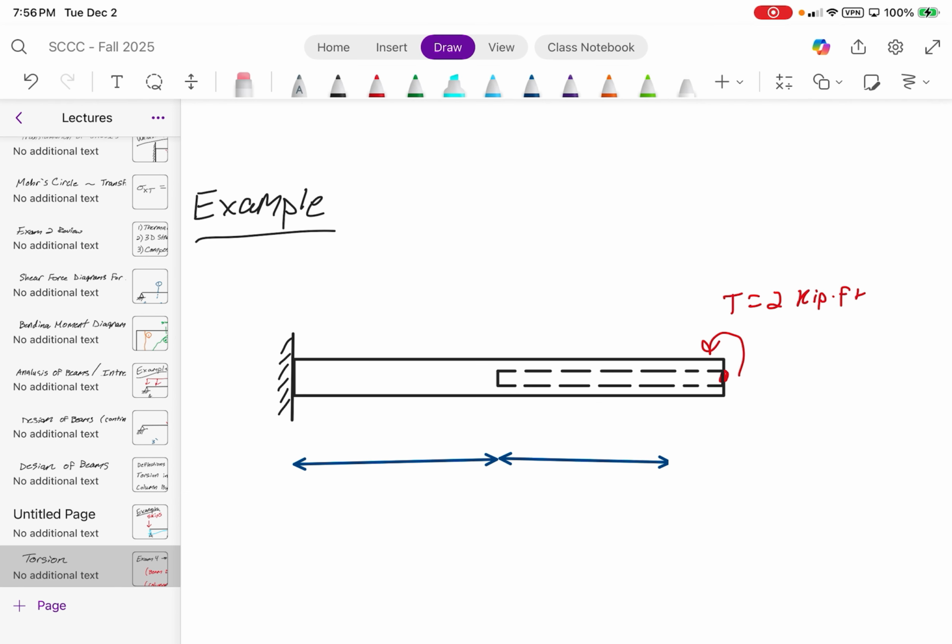The dimensions are as follows: 4 inches, 4 inches. This one has a straight outside diameter of around 3 inches, and this one has an outside diameter also of 3 inches with an inside diameter of 2 inches.